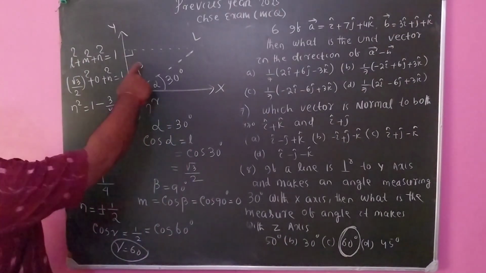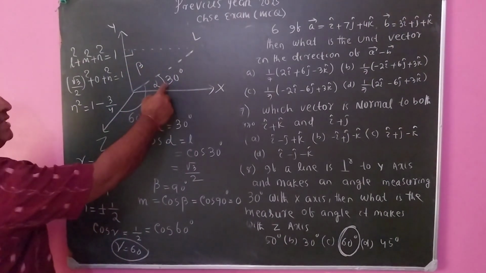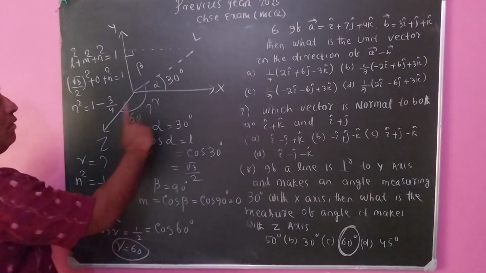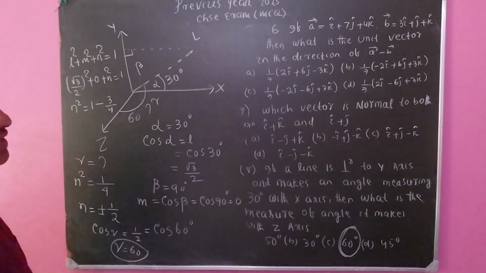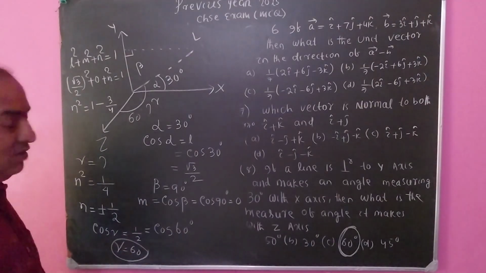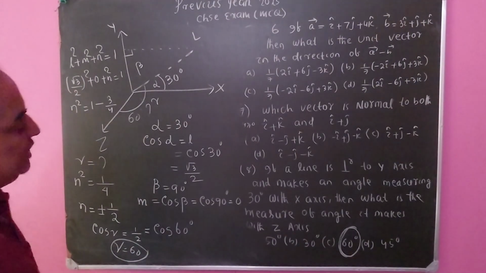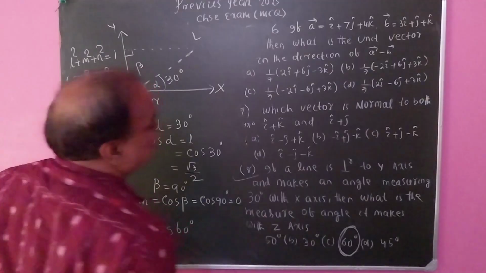So here it is: cos beta is 0, cos alpha is given. Our aim is to find out what is the angle gamma with the z-axis. So the answer is coming out 60 degrees. So that is question number 8 completed.